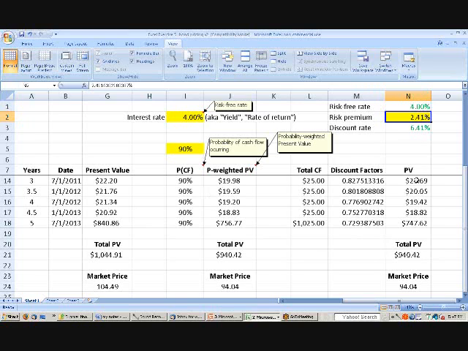So basically these are two different methods for valuing a risky bond, and what we see is that if we assume all the cash flows have a 90% chance of occurring, that's the same as using a risk premium of 2.41% to discount the cash flows. So let's go back to the PowerPoint now and explain a little bit about some of these terms: risk-free rate, risk premium.